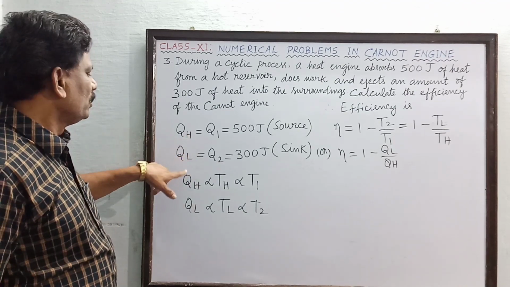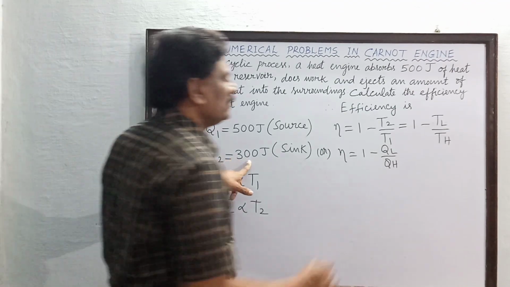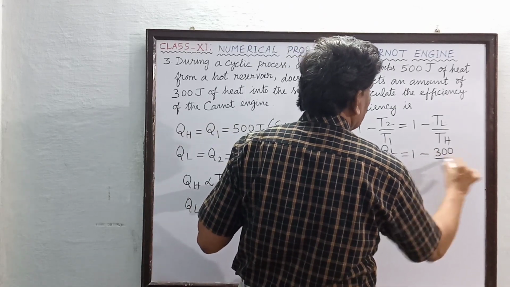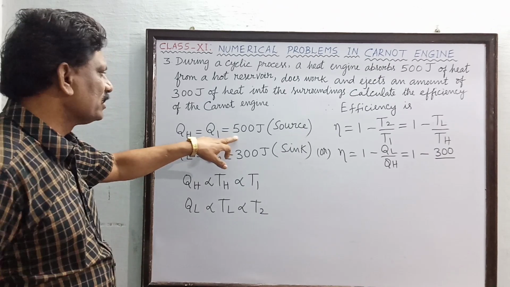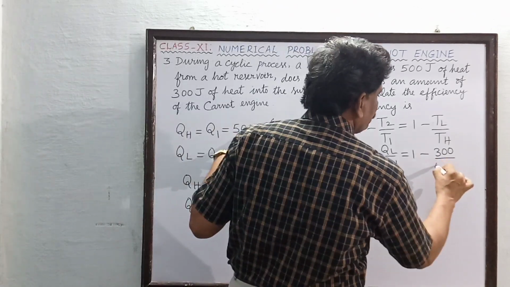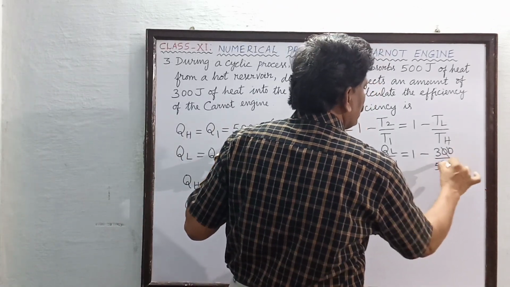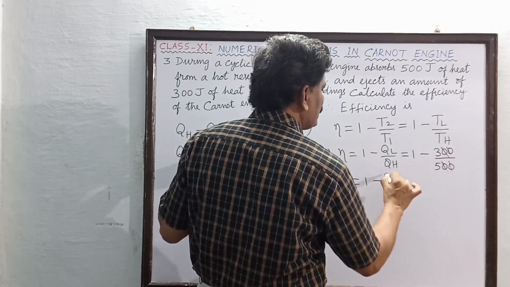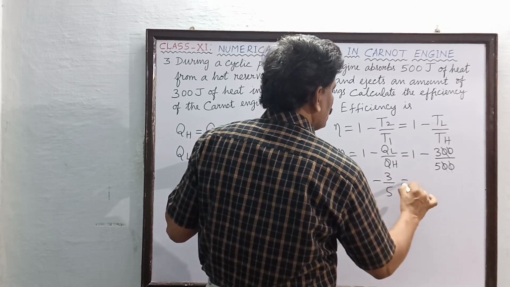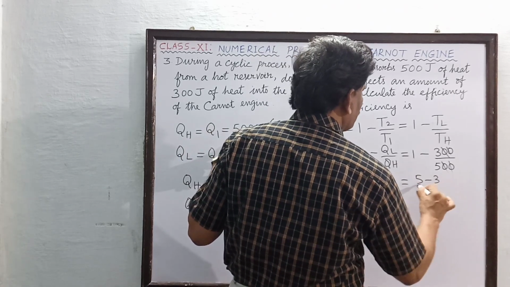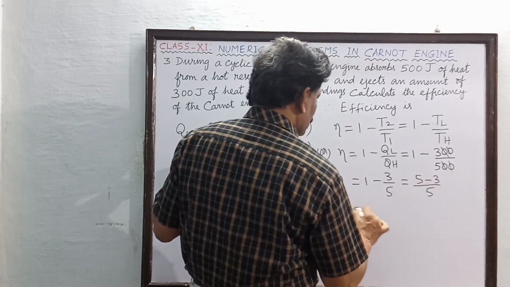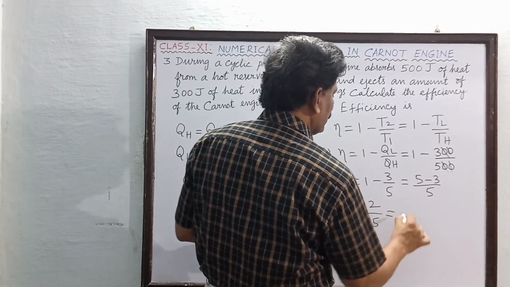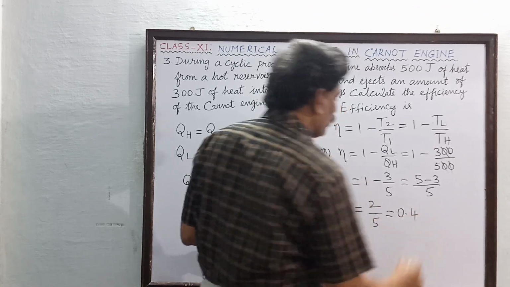So, what is QL? First of all, 300. So, this is now equal to 1 minus 300 divided by QH, which is 500. So, 0 gets cancelled. Therefore, eta is now equal to 1 minus 3 by 5. So, this is equal to 5 minus 3 divided by 5. This is equal to 2 by 5 and this is equal to 0.4.